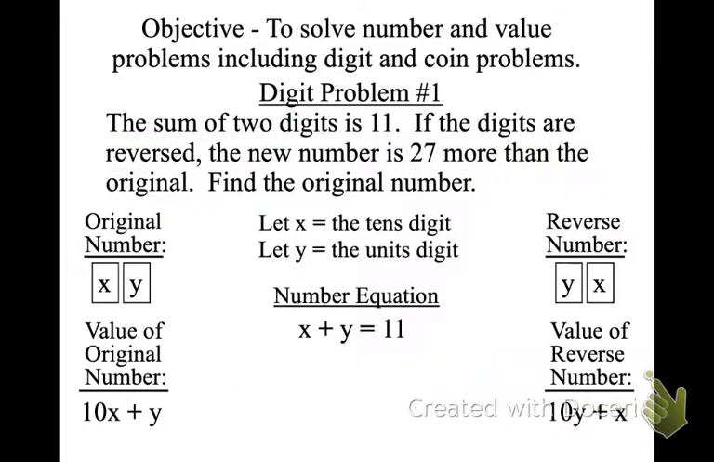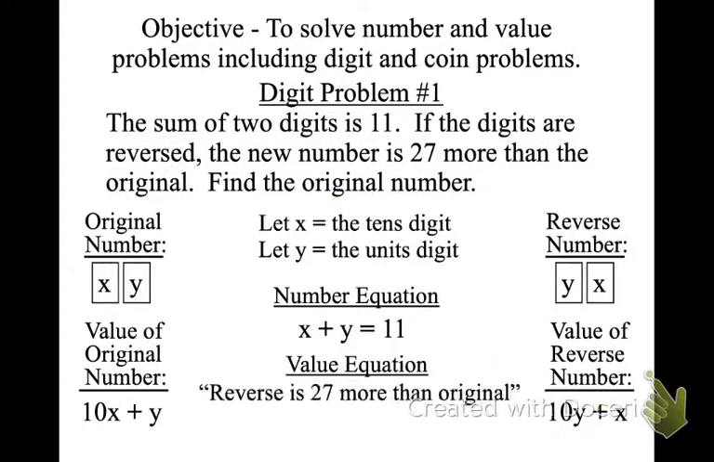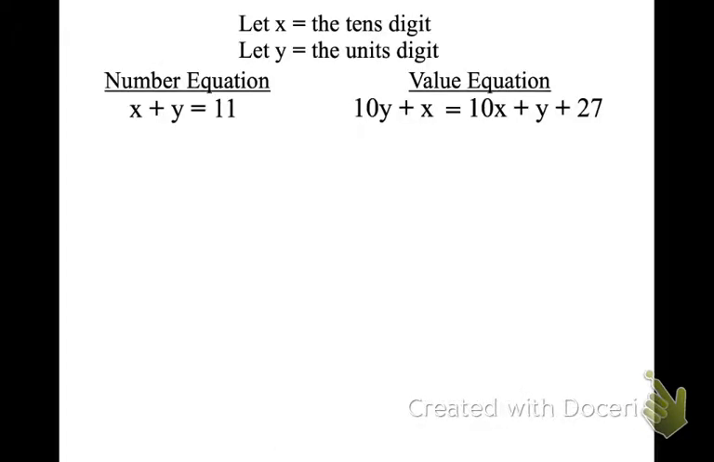Again, it's the reverse value, 10y plus x, equals 27 more than the original value. So the original value is 10x plus y, and we're going to do plus 27. All right, so these are my two equations. We've got to get one variable alone. You can do this in two ways. We can simplify. I've seen kids simplify this. I just go straight for the substitution. Get one variable alone, but you can simplify that side if you want, and then substitute.